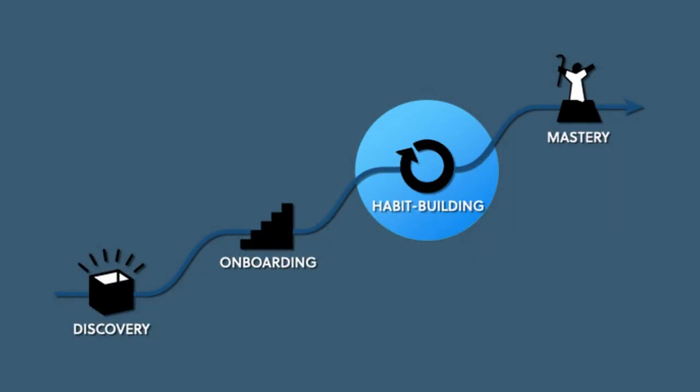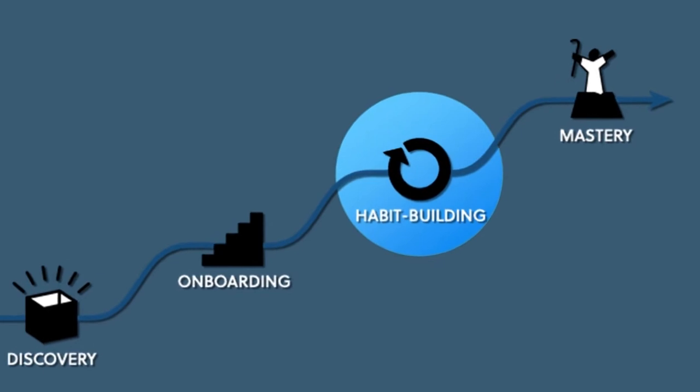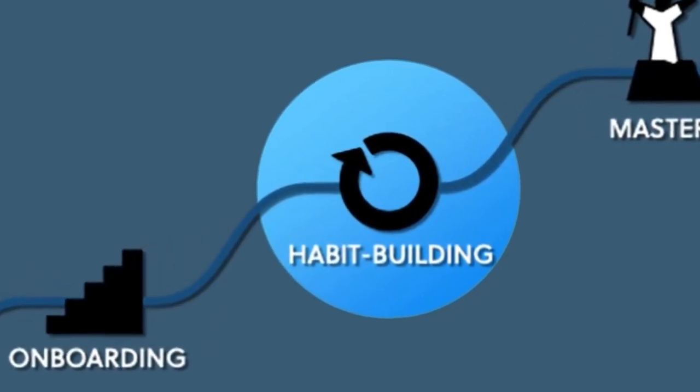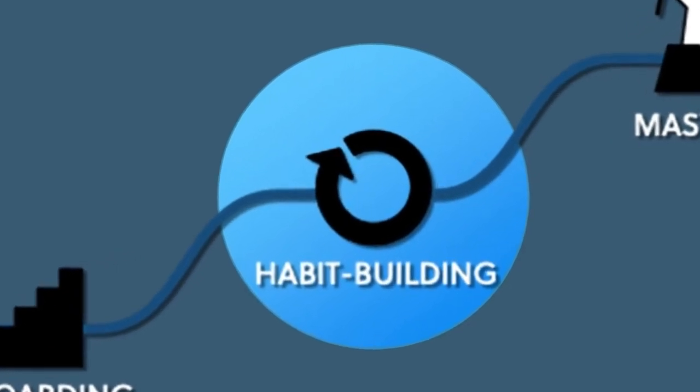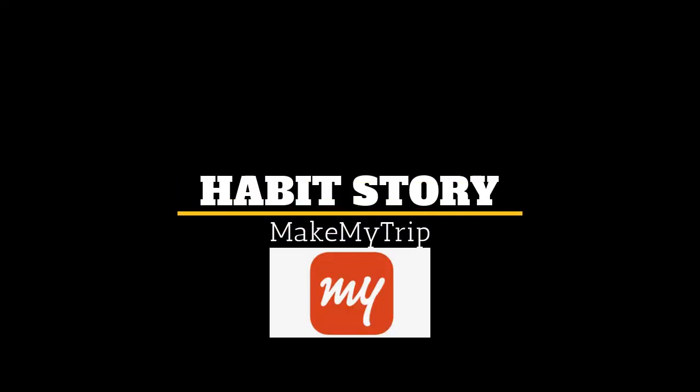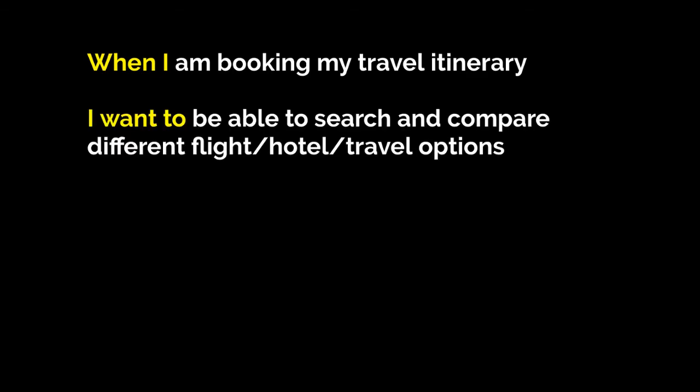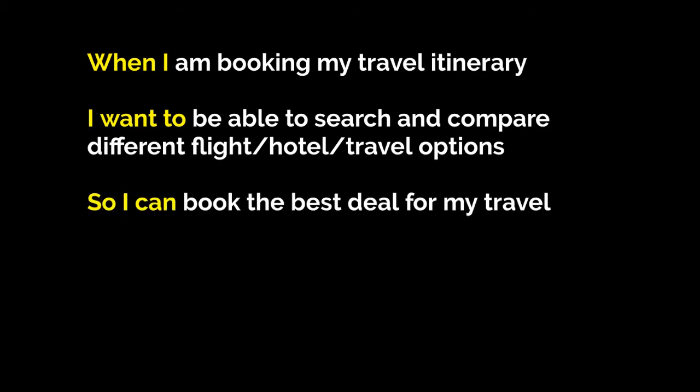Now we move on to the third and most important stage of the user journey, which is habit building. This is the stage on which you should work on first when you are trying to develop a new application or a new MVP. Here's what the habit story looks like for an MMT user. When I am booking my travel itinerary, I want to be able to search and compare different flight, hotel, travel options so I can book the best deal for my travel.